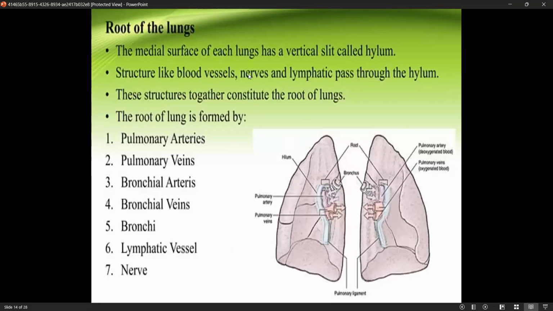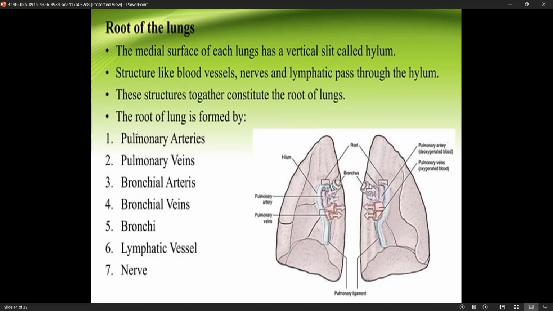Here you can see the root of the lungs, and so many arteries and veins are connected with this structure. The medial surface of each lung has a vertical slit called the hilum. Hilum means, here you can see, a structure that is vertically inset. That is the hilum. It contains the blood vessels, nerves, and lymphatics that pass through the hilum directly into the lungs. These structures together constitute the root of the lungs.